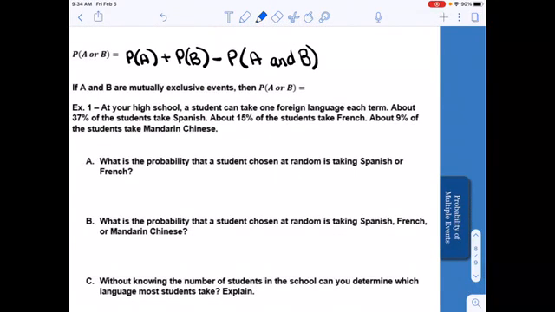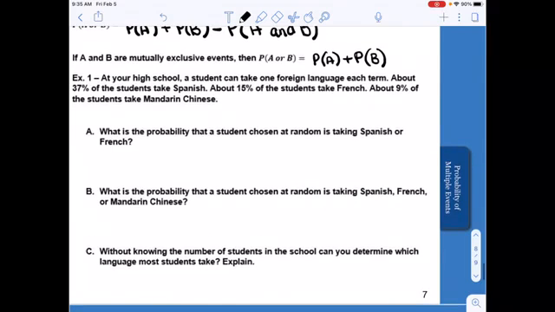So in our first example here, if A and B are mutually exclusive events, then the probability of A or B, just as we were saying, is just P of A plus the probability of B. Now we have another example.